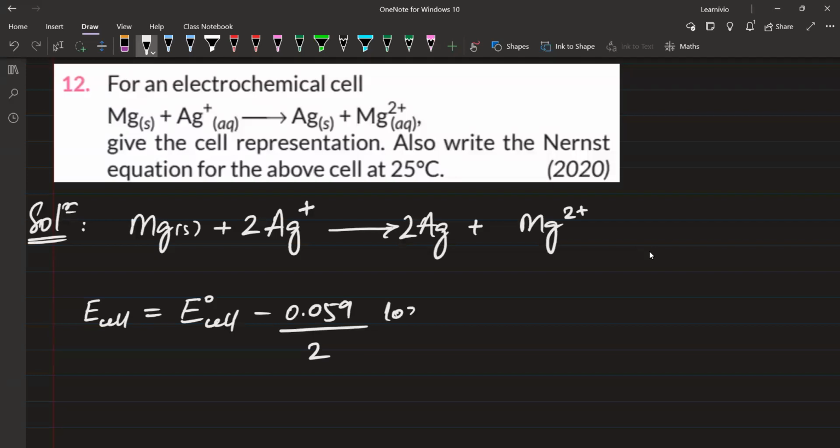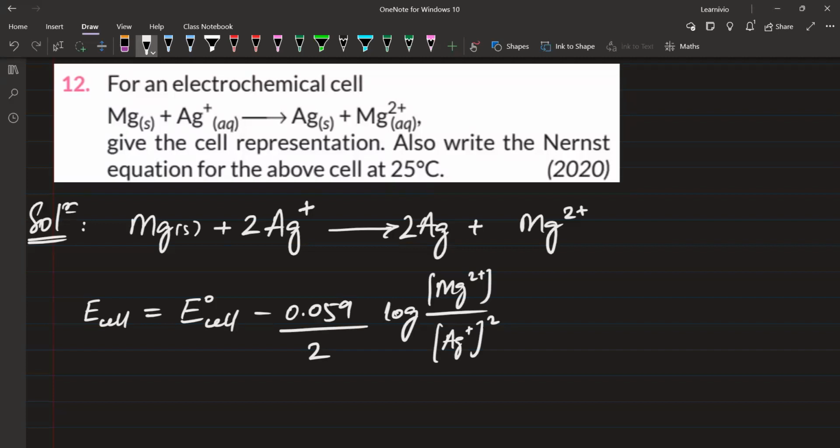And log of, by the way, 0.059 can only be written if it is at 25 degrees Celsius. If there was some other temperature, then you would have to use that 2.303 RT, that complete thing. But you will always be given 25 degrees Celsius, don't worry. Log product upon reactant. So in the product, I will write Mg2+ concentration. And in the reactant, I will write Ag+ concentration, and I will make a square because there is a stoichiometric coefficient that is 2.